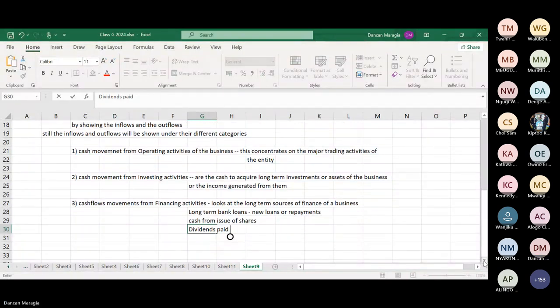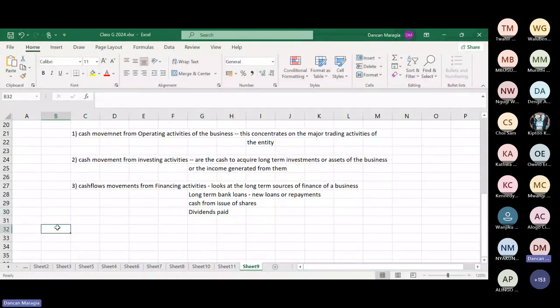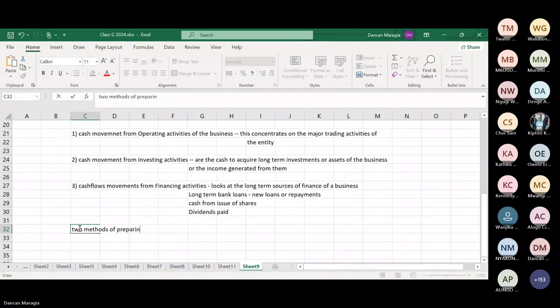Now, having done that, and given the introduction of what we are going to do, then probably you are going to realize that we have two methods of preparing a cash flow statement, where we have what we call the direct approach or the direct method.